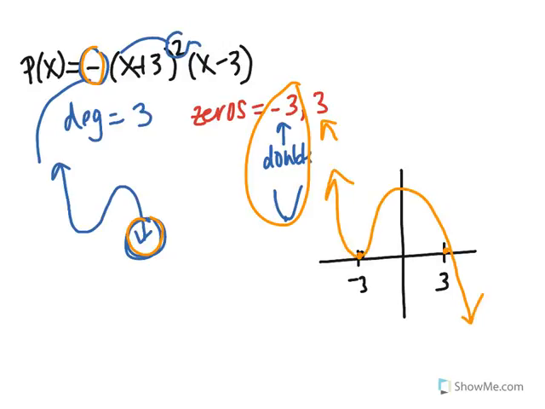So anytime it's a single 0, there's just one, it slices through. Anytime it's a double or a quadruple, so 2, 4, 6, it'll bounce. And then if it's like 3, 5, or 7, it will kind of bend at the 0.